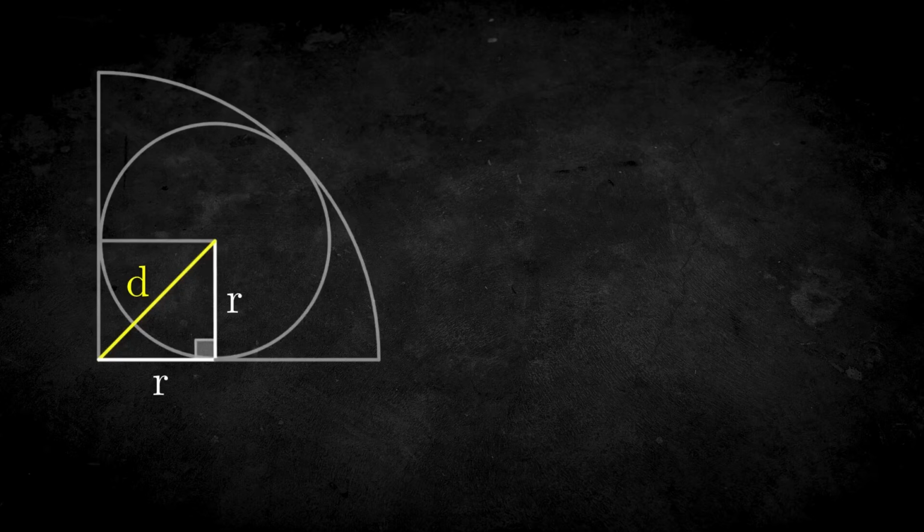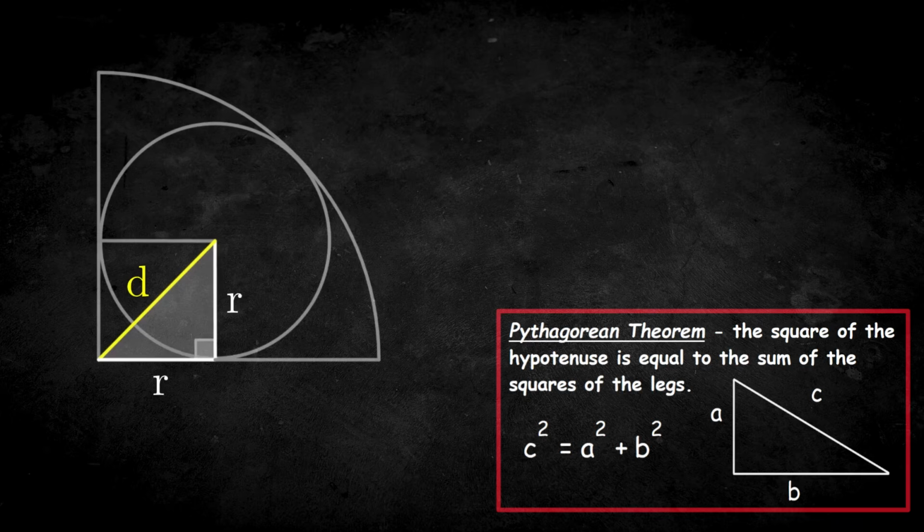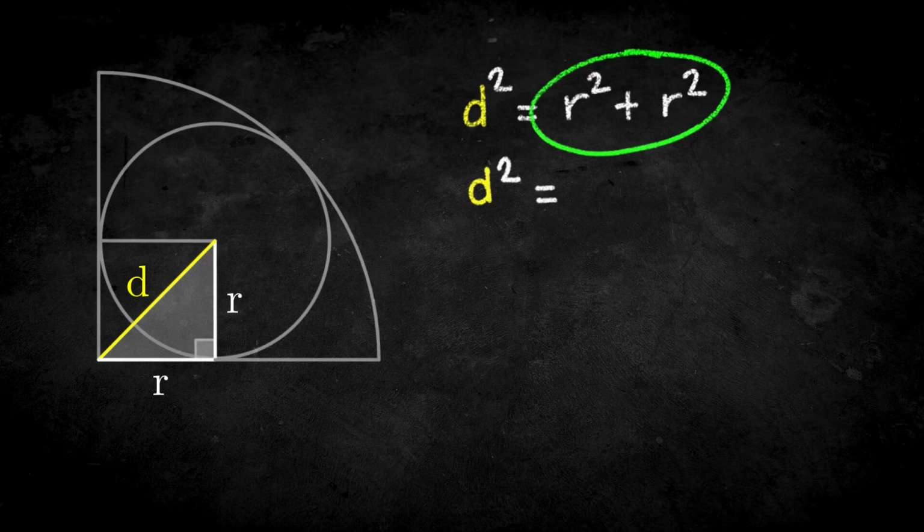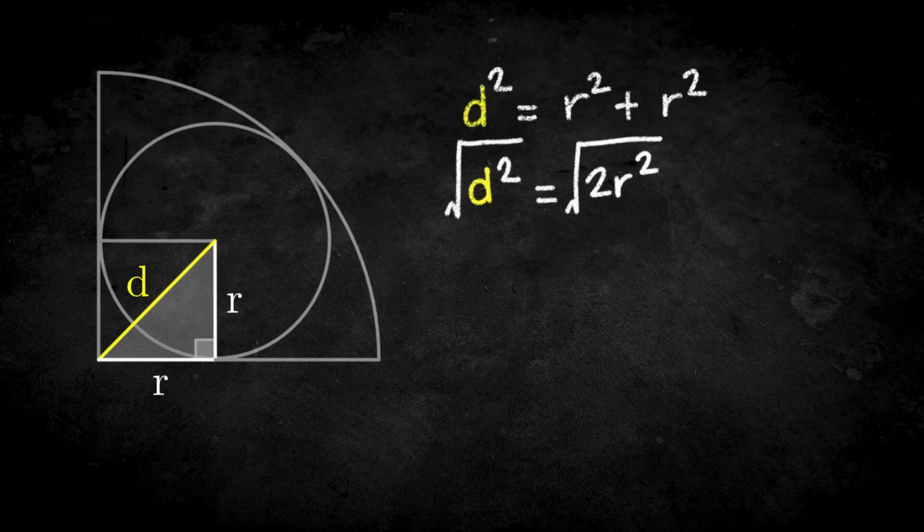Let D be the diagonal of the square. Applying the Pythagorean theorem on the highlighted right triangle, we have D squared is equal to R squared plus R squared. If we add R squared plus R squared, we get 2R squared. Taking the square root of both sides gives us D equals R square root of 2.